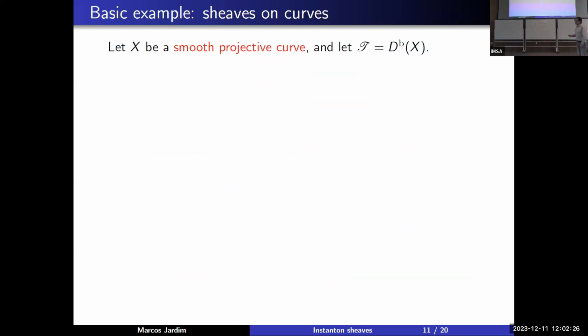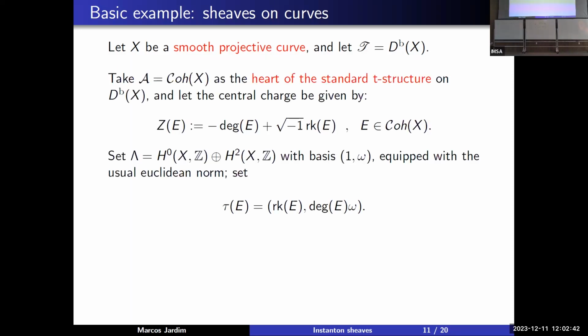Good. So maybe I'll give you one very simple example, which is sheaves on curves. If X is a smooth projective curve, then the triangulated category will be the derived category of coherent sheaves on that curve. And the usual slope, degree and rank, you can arrange as being the real and imaginary part of your central charge.